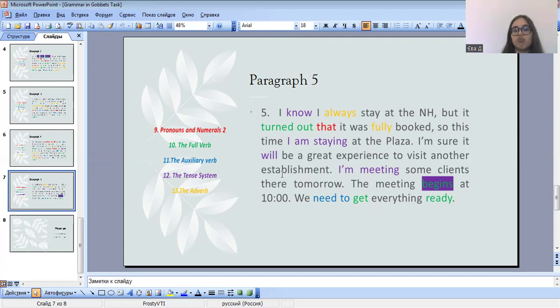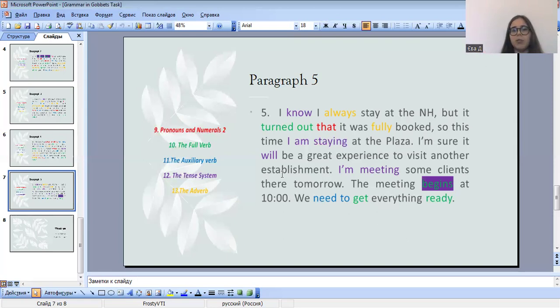And also, we have I am staying, and it's the usage of present continuous to describe a temporary situation. I'm staying at the Plaza. Also, I am meeting is also the usage of present continuous, but for an activity in the near future in this case. Then we have again present simple in begins, but here we use it for a scheduled activity. And the last one we can talk about, it will be a great experience. Here we use will to indicate the speaker's personal opinion.